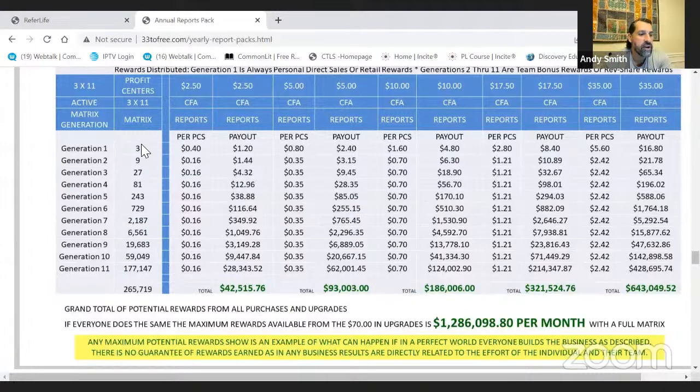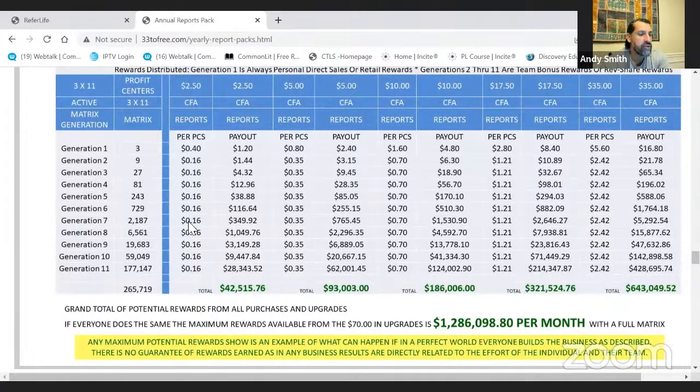What happens is, in the matrix, when you get into Refer Life and you hand your link out to these first 3 people, so it's a 3x11, when these people underneath you upgrade to 250, you're going to get 40 cents for every single person that upgrades for 250 that is linked to you using your direct link. So if one of those people comes down here in generation 8, you are going to get 40 cents from them as well if they've used your link and they've just been put farther down.